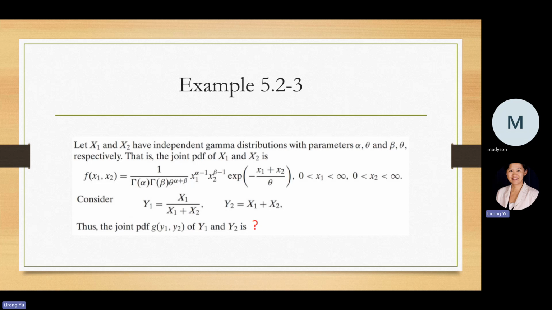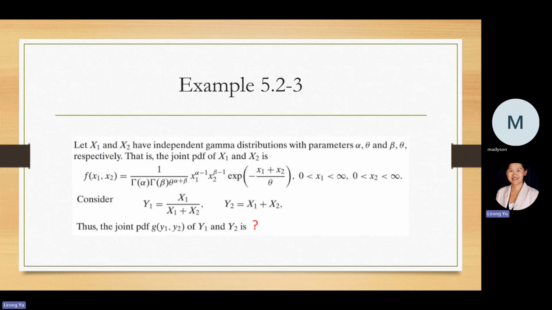Now we want to know the joint density between y1 and y2. y1 is a ratio, y2 is a summation of the two variables, and we want to know the joint density. The process is similar. We are going to reuse this density and plug in many numbers. For example, gamma alpha, gamma beta, theta to the alpha plus beta are all just numbers, so they're just going to be coefficients. And we are supposed to replace this: x1 plus x2 is y2.